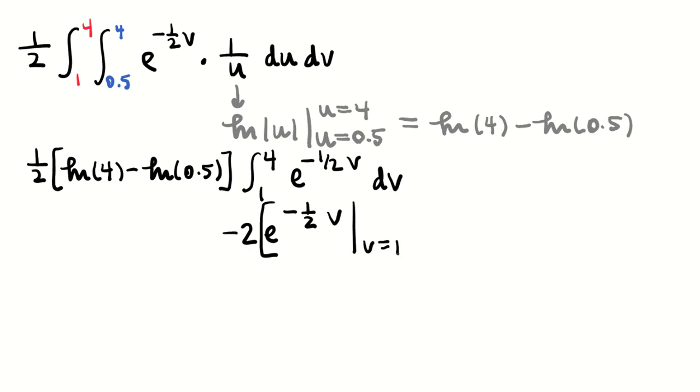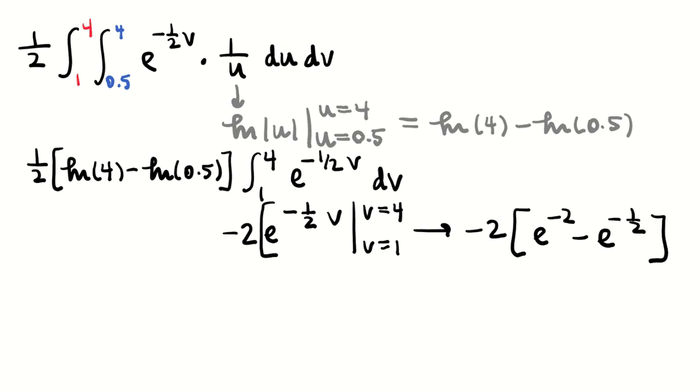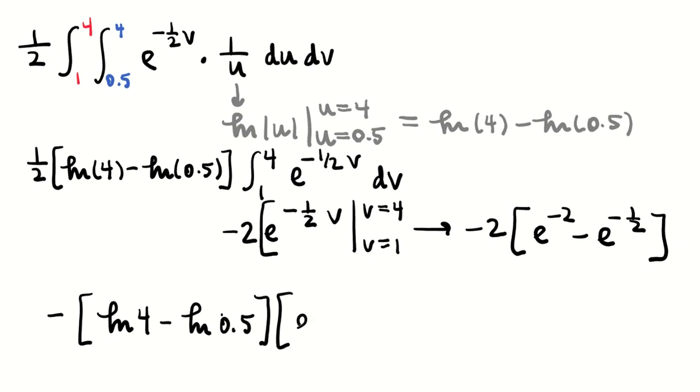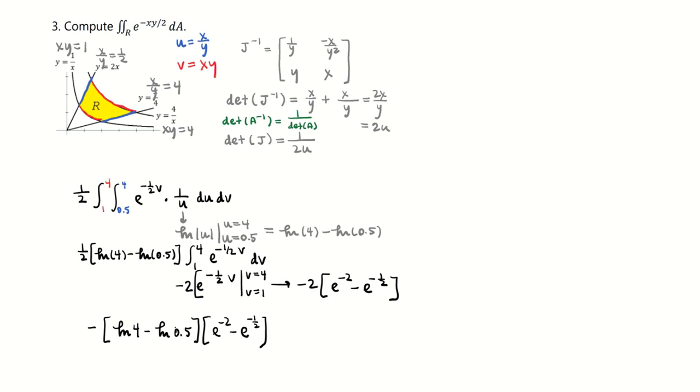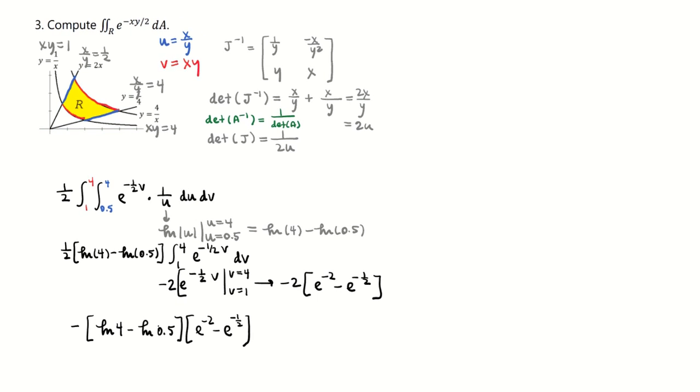But anyway, v runs from 1 up to 4, which means that this is equal to negative 2 times e to the, when v is 4, that's negative 2, minus e to the negative half of 1. So in total, I'm going to combine that negative 2 with a half to make a negative 1, and all the rest of the numbers will stay the same. Well, that was kind of a lot, but there it is in its totality.